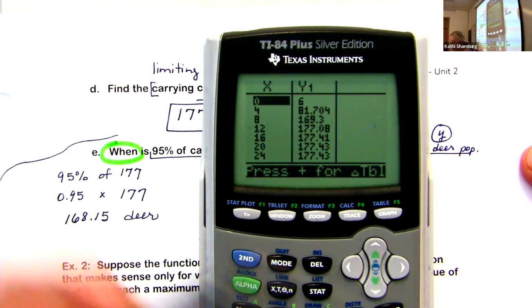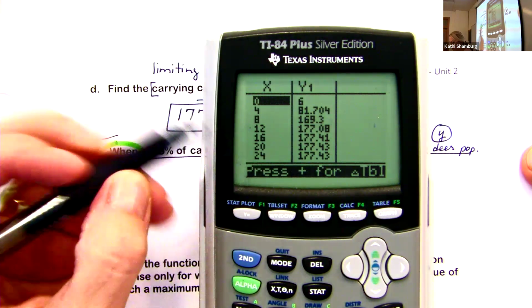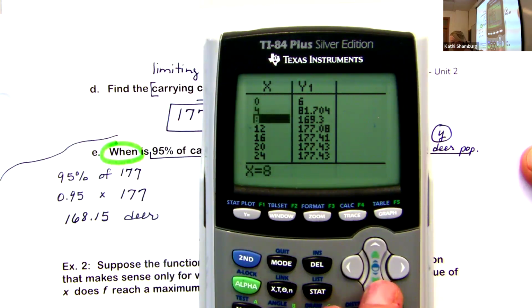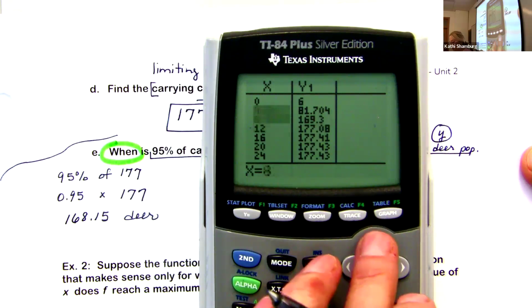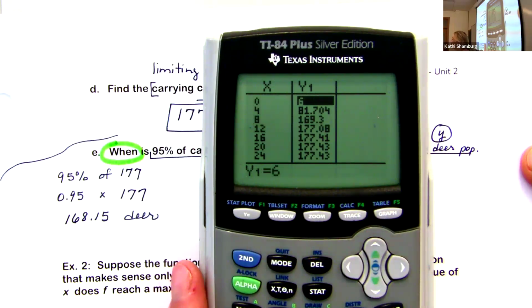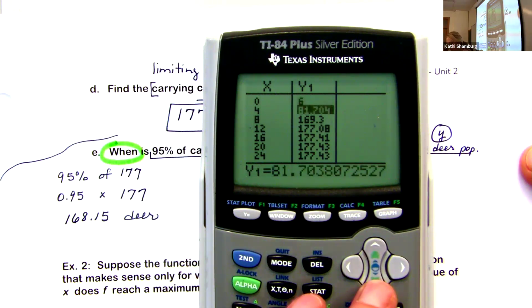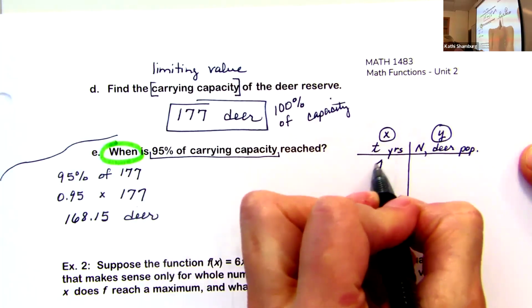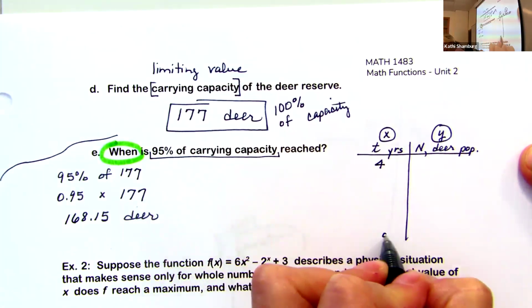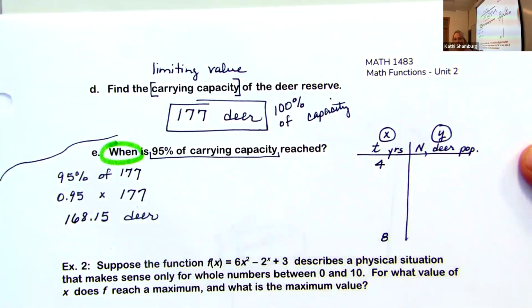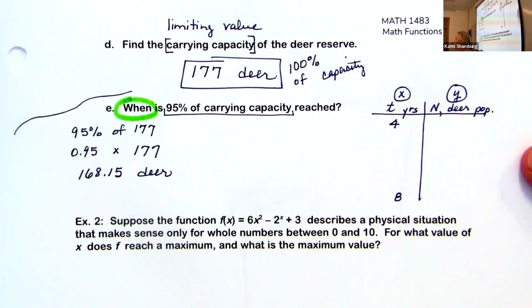Okay, so when I'm over here, this means 0 years, 4 years, 8 years, 12 years. I'm looking for 168.15 deer. Well, here's 6 deer, 82 deer, 169 deer. So would you agree with me that it's somewhere between 4 and 8 years? Okay, so we've established by looking at the table that it's between 4 and 8 years. But I need a closer answer.